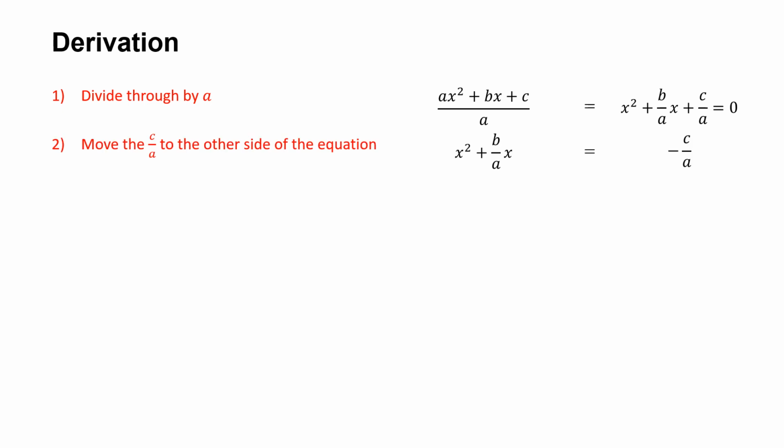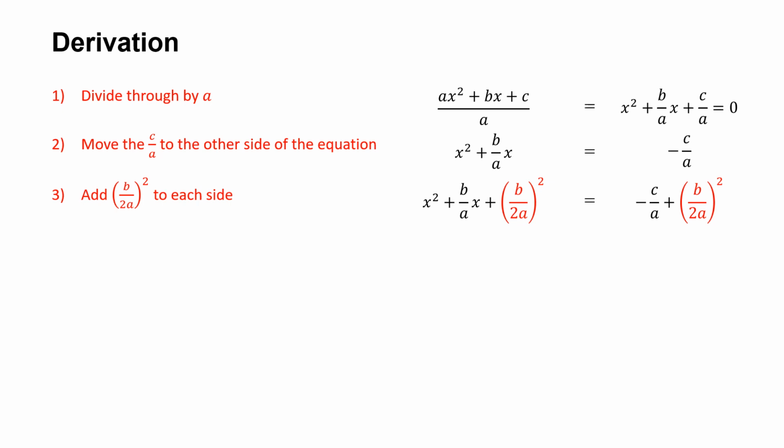Our next step, we're going to rearrange the formula, so we're going to move that c over a to the right hand side. So it's currently a plus c over a, so we move it across to the right hand side as minus c over a. And this is the crucial step. We're now going to add b over 2a squared to each side.